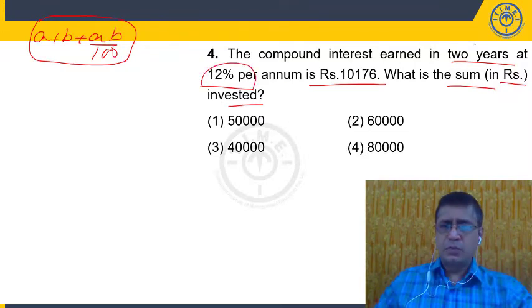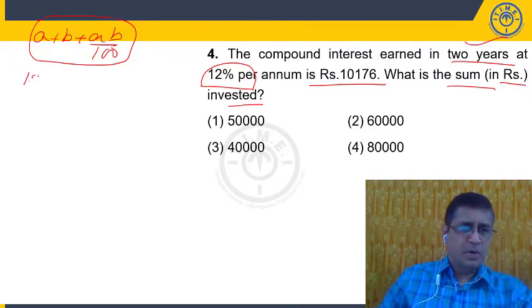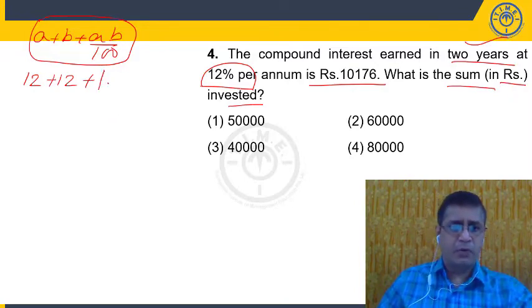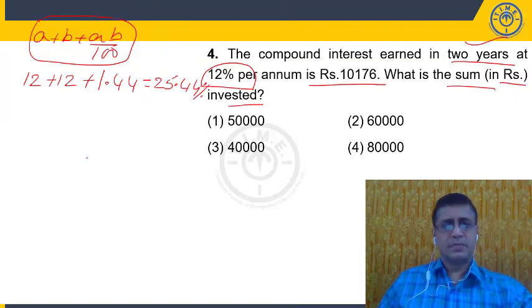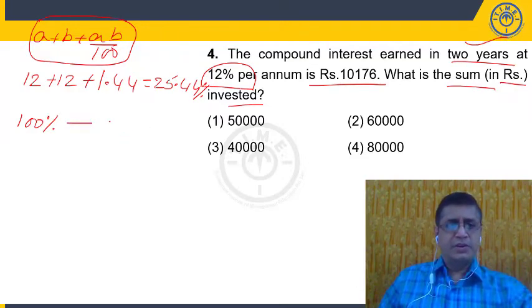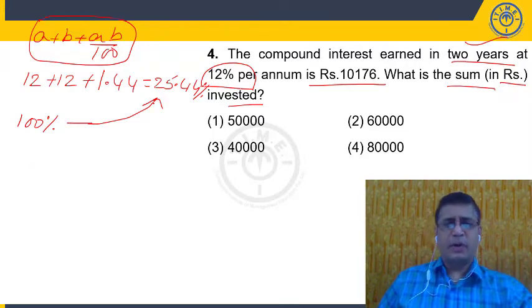12% per annum, 2 years. What is effective rate of interest? 12 plus 12 plus 12 into 12 by 100. 12 into 12, 144 by 100 means 1.44. What is the effective rate of interest? 25.44. When the principal is 100%, what is the interest here? It is 25.44. When you are using 100 as a principal, 25.44.